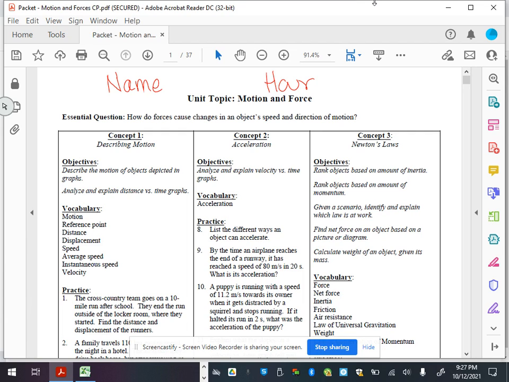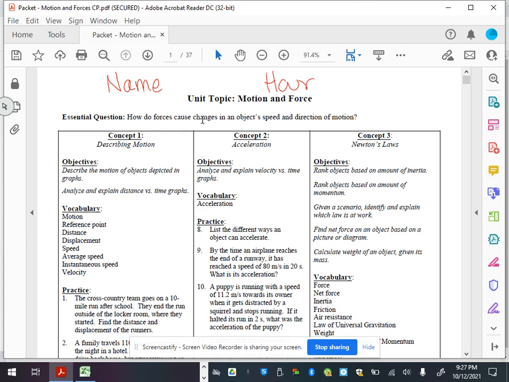Okay. So the front of your packet looks pretty much similar to our last one. We have 3 concepts now instead of 4. Each one is a little bit longer though. And so our essential question is, how do forces cause changes in an object's speed and direction of motion? That's our essential question up at the top.